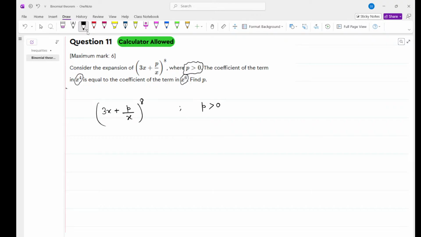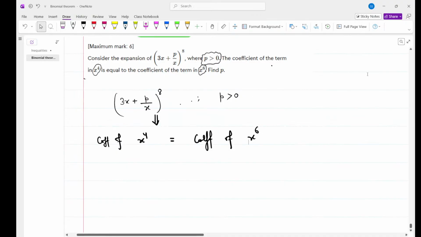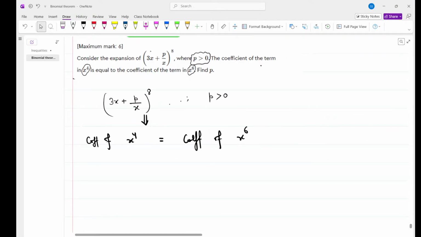And what's the statement? They are saying that the coefficient of the term in x raised to power 4 is equal to the coefficient of x raised to power 6. So how can we write the coefficient of x raised to power 4 and of x raised to power 6? No problem. Write the general term first. So it's T r plus 1.